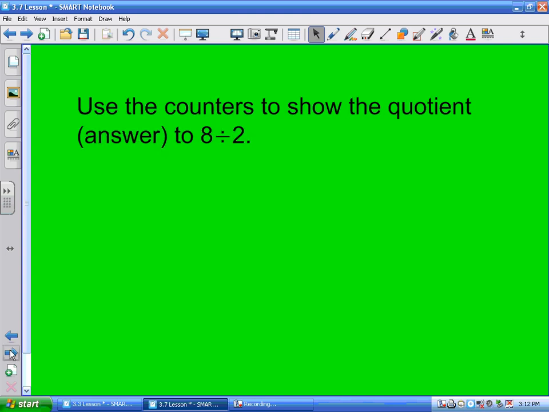All right, our next thing is I want to show you how to do 8 divided by 2. Now, what number of counters do you think we have to start with? Tristan? Let's start with 8. That's correct. How many groups are we going to make with those 8? I want you to take 8 and put them in groups of 2.